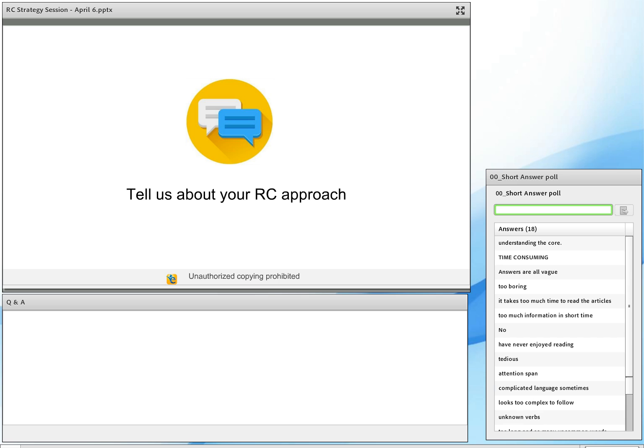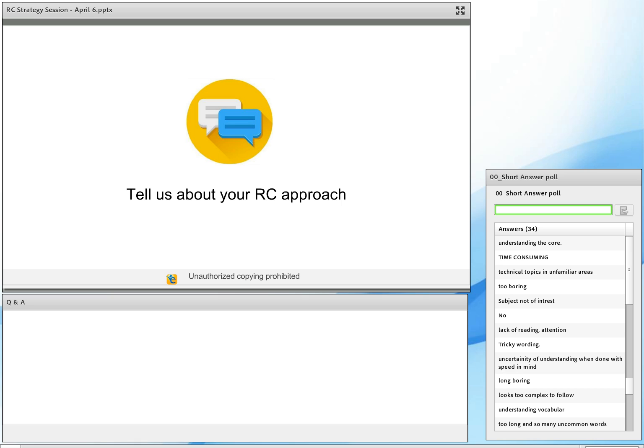Okay, answers are vague, too much information in short time. It takes too much time to read technical topics and unfamiliar areas. Answers are all vague, cannot focus, big difficult text. Since I was a kid, always have difficulty understanding the meaning and purpose of sentence, sticking to the details of the passage. Okay. All right, attention span. All right, well and good.